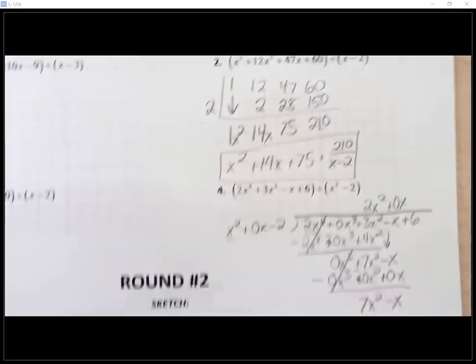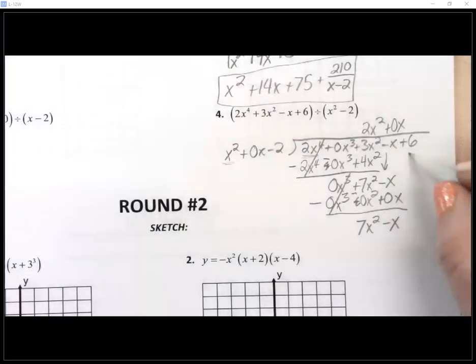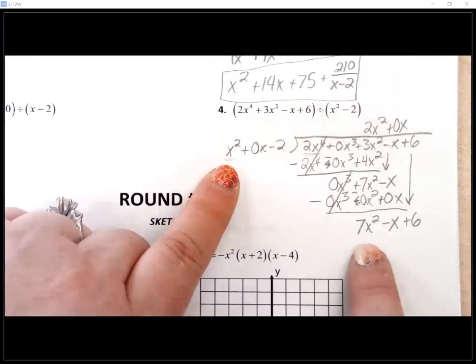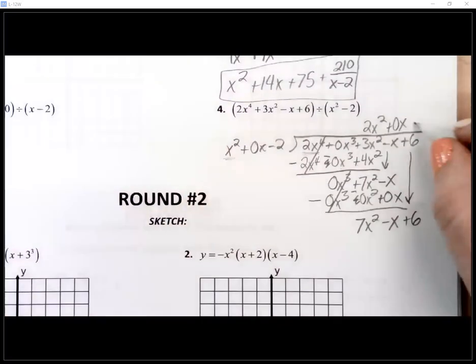And I'm almost done. I got to drop down that plus 6. And I got to go through one more cycle. What do I multiply x squared by to get 7x squared? Positive 7. So I put a positive 7 up top, multiply it through.